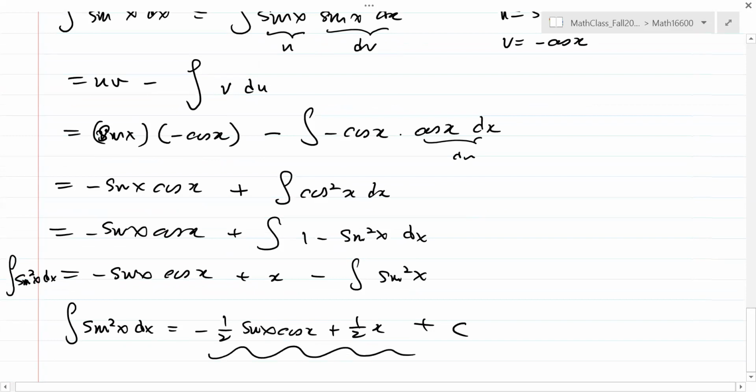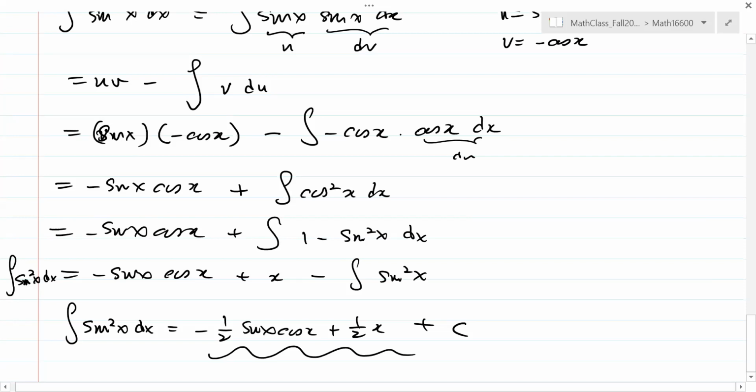So for the same problem, there are multiple ways to do that. You can use integration by parts. You can use a formula from trigonometry, the double angle formula or half angle formula, and change the sine square to something without square, then you can evaluate the integral. Or you can separate the sine square x. Sine square x is sine x times sine x.